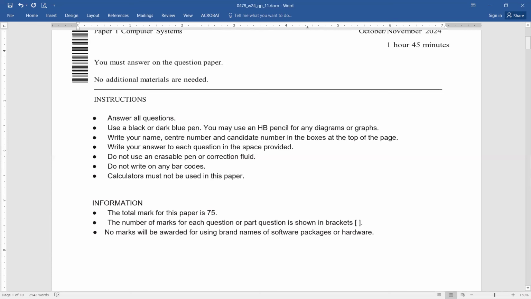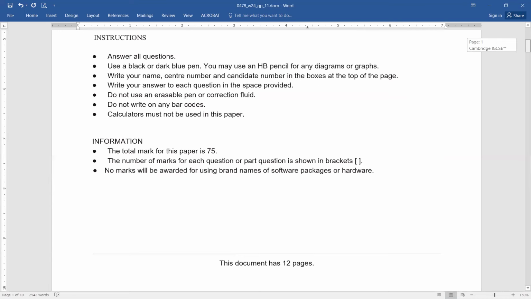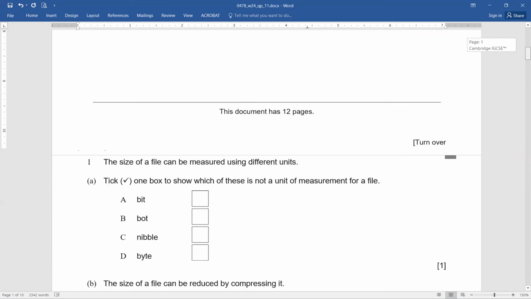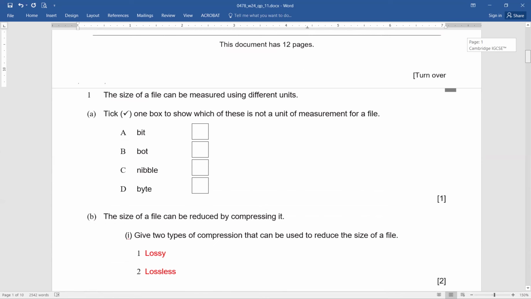Calculators are not allowed, so please refrain from carrying the calculator to the examination hall. The paper is of 75 marks. The number of marks for each question or part question are given in brackets. No mark will be awarded for using the brand names of software packages or hardware. So please do not use the brand name at all. These are the general instructions that we discuss in every class, in every paper.